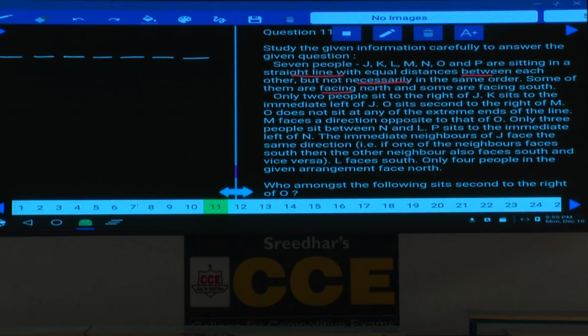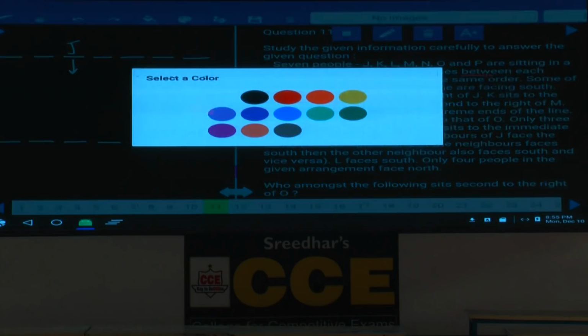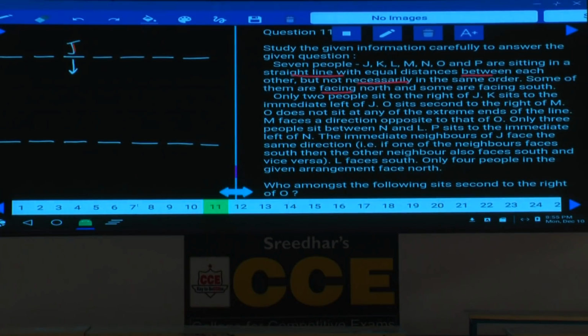Only 2 people sit to the right of J. If J is here, how many persons are to the right hand side of J? There are only 2 people, hence J can be here. Then what is the other possibility? 1, 2, 3, 4, 5, 6, 7. Now the other possibility wherein we can have J is, J can be either at this place or J can be here. If J is here, now this person J is facing towards north. Now in both the cases only 2 persons are to the right hand side of J.